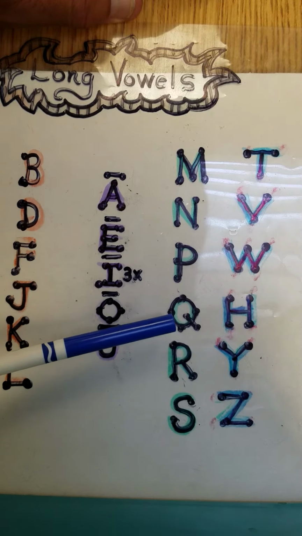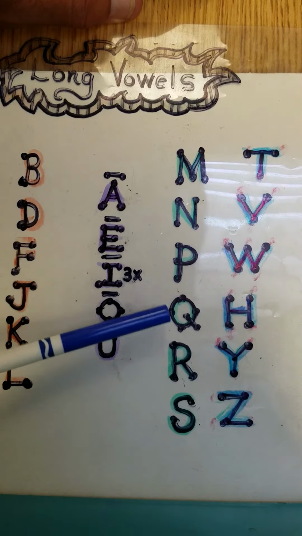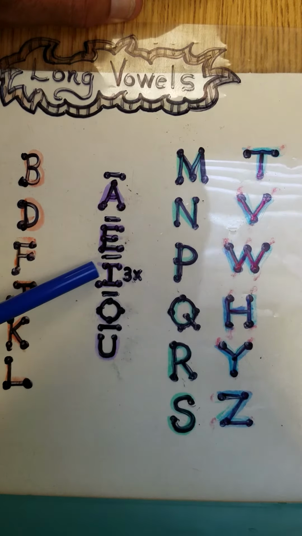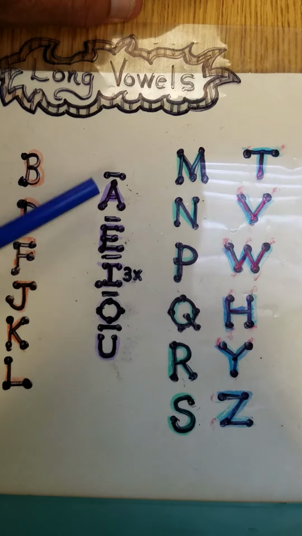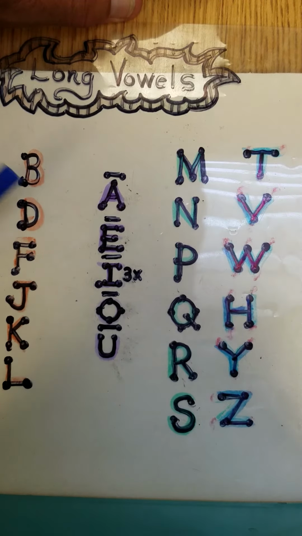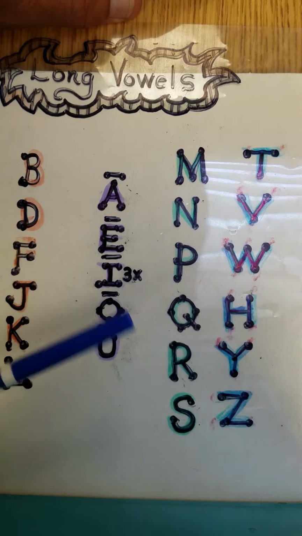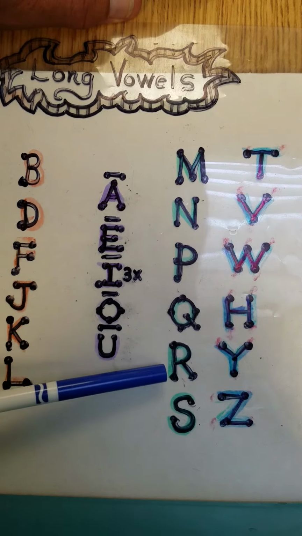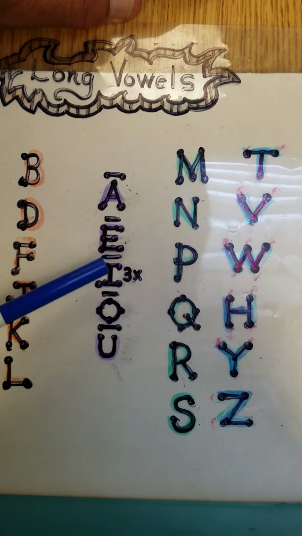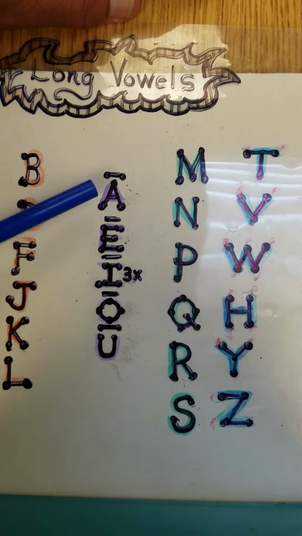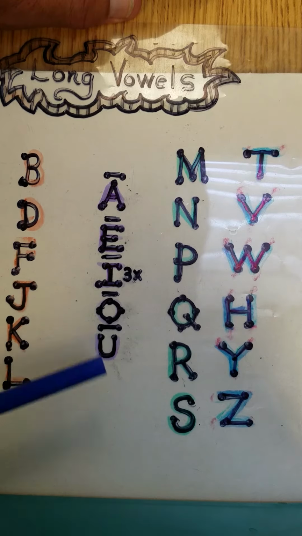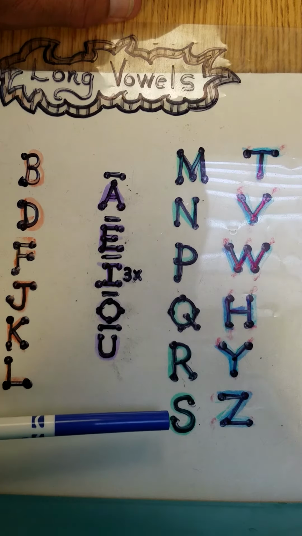All right, Q. Q a quay, q e quee, q i quai quai quai, q o quo quai quai quai, quo quo quay quee, quai quai quai, quo quo. Good, let's do R. R a ray, r e re, r i ri ri ri, r o ro ro ri ri ri, ro ro re re, ri ri ri, ro ro.